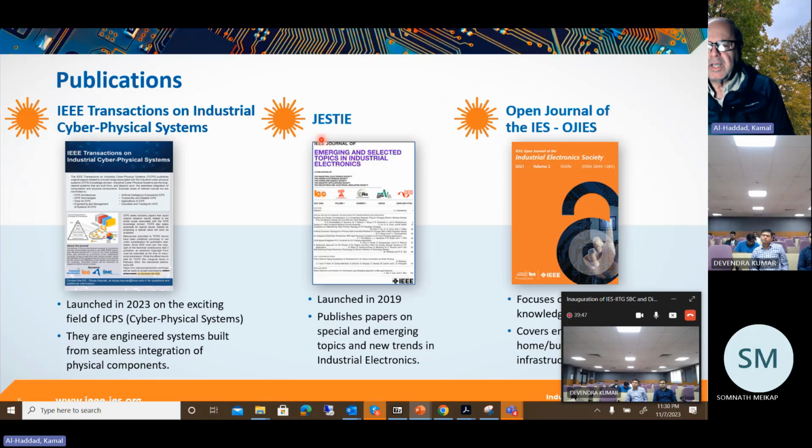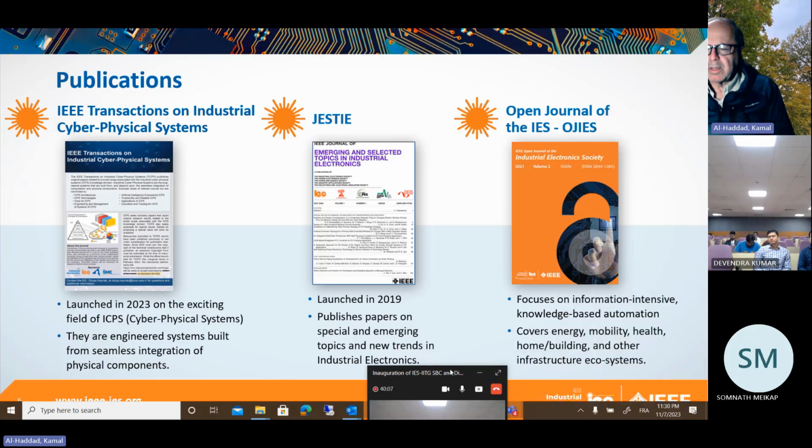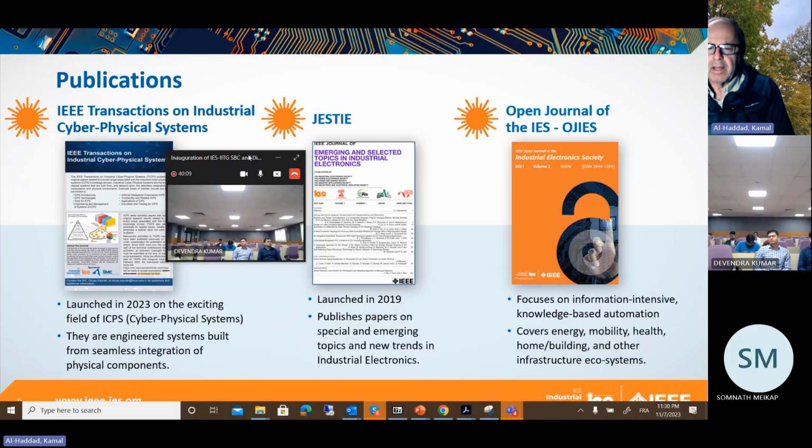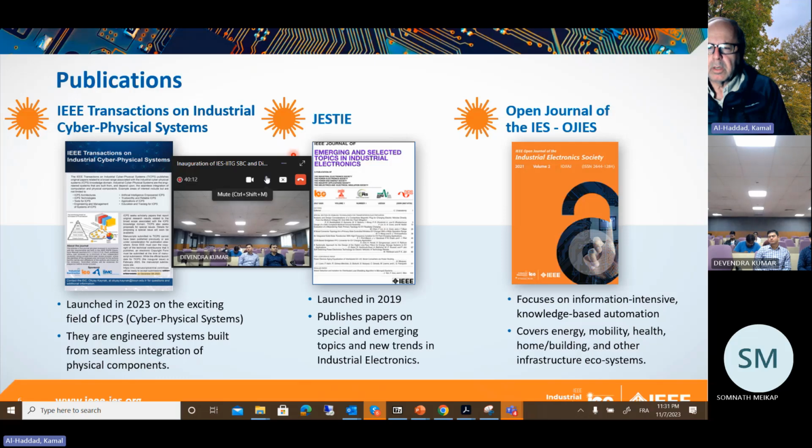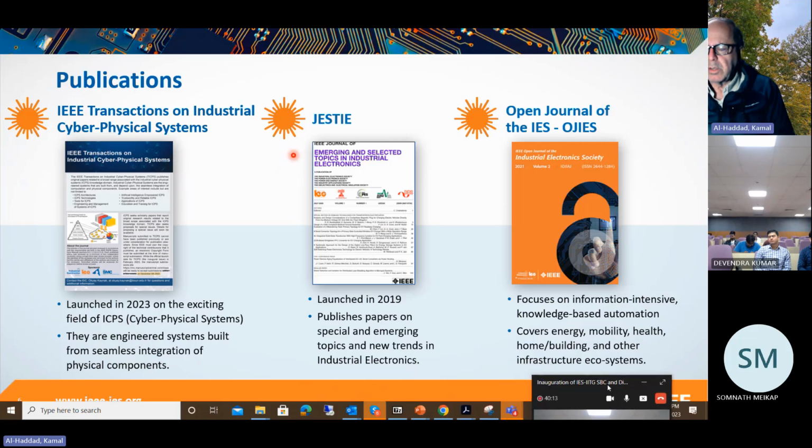We have the JESTIE, Journal of Selected Topics in Industrial Electronics. It's led by our colleague from India, Professor Chandan Chakraborty. It's a very good journal if you have a new subject, you're working on an emerging area, you can target this journal for your publication.